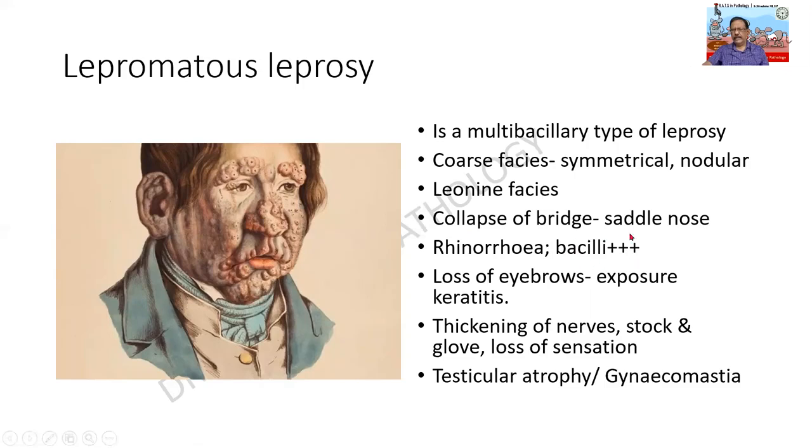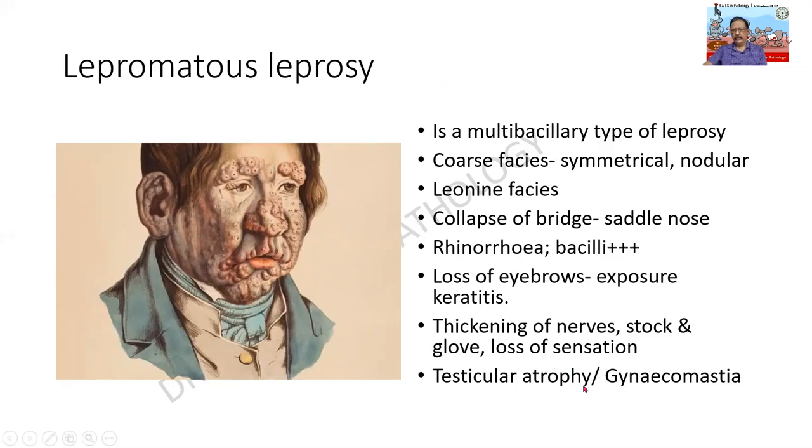This is one area where they will proliferate. Loss of the eyebrows, exposure keratitis, thickening of the nerves. Strangely, there will be a testicular atrophy also, because the bacilli can thrive in the testis, which is lower down, and therefore the temperature is lower than the rest of the body. And there can be a destruction of the testosterone and hence the patient can present with gynecomastia.